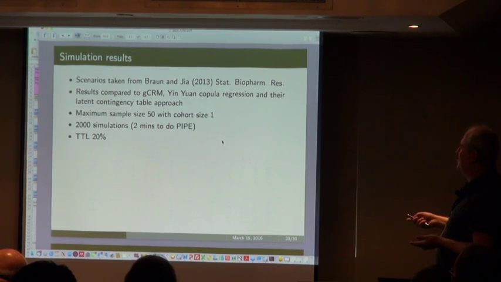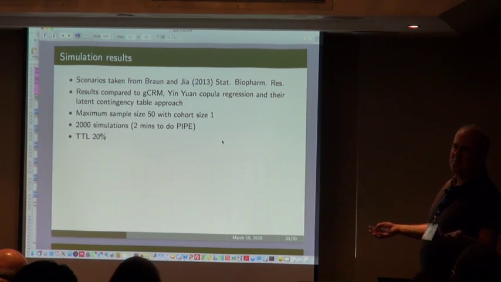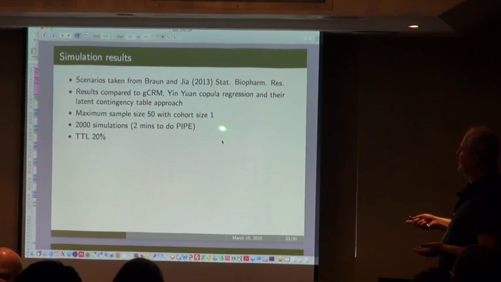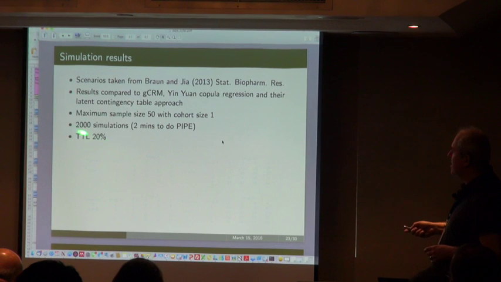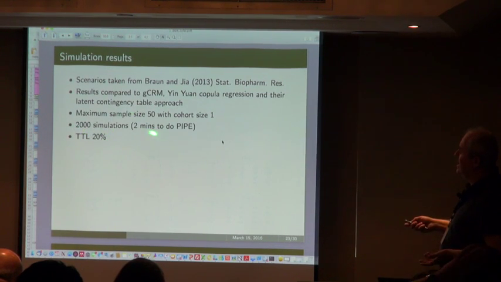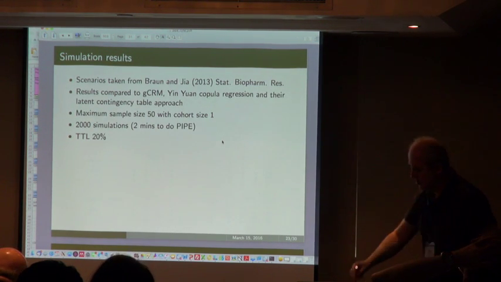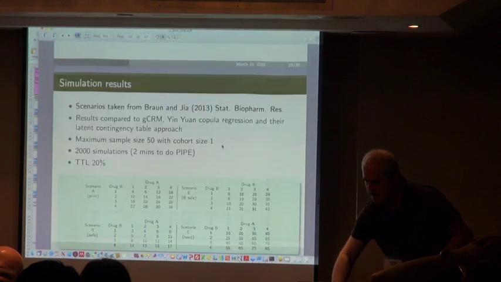I'm not sure, if you get 1 toxicity out of 1 person, you're really going to be in choppy water, so I don't think that's a good thing to do. We did 2,000 simulations, and it essentially takes 2 minutes to do that in R because everything's conjugate, so it's all very quick. Our target toxicity level was 20%.